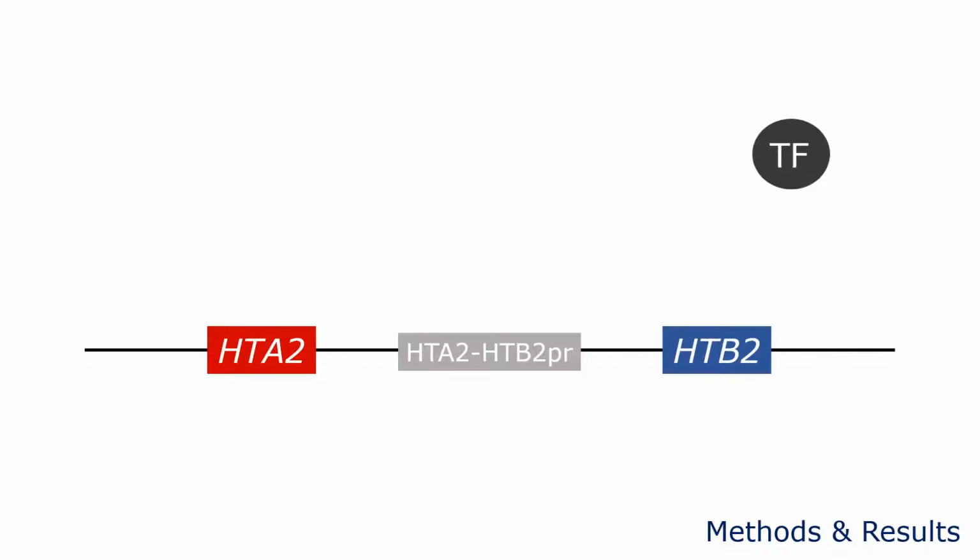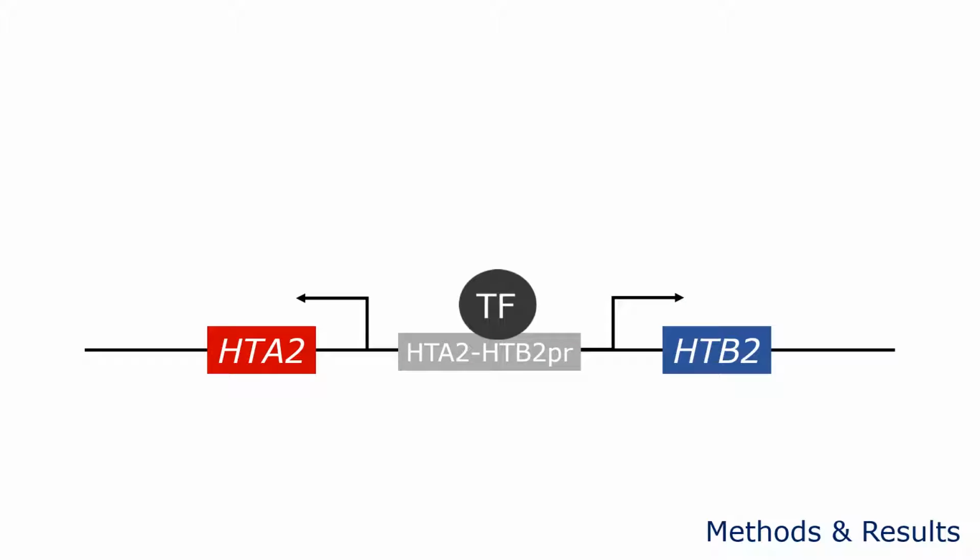Here is the structure of the HTA2-HTB2 divergent gene pair, with their shared promoter in the middle. When a transcription activator comes in and binds to the promoter, this induces the transcription of both genes, so this DGP is said to be co-regulated.